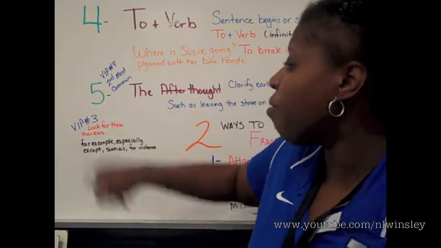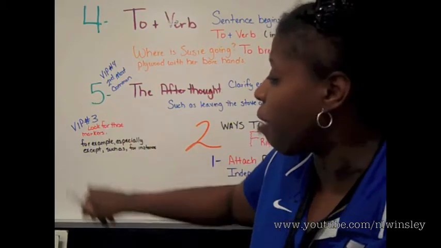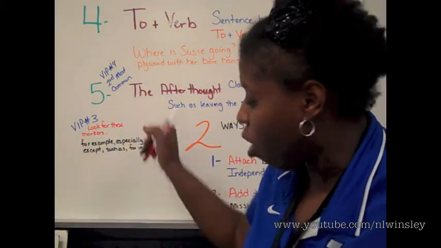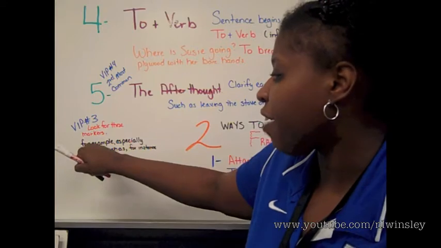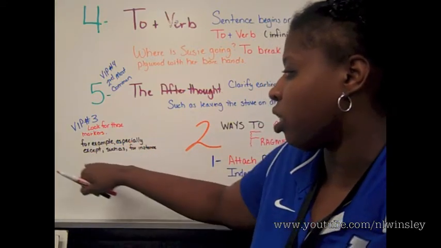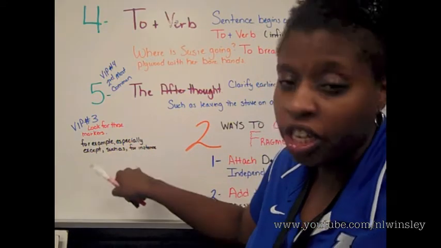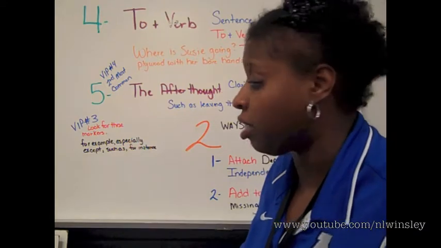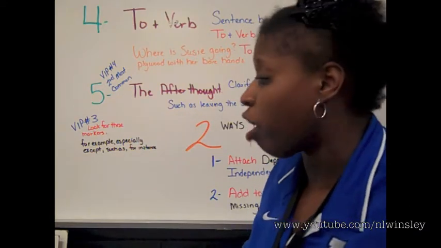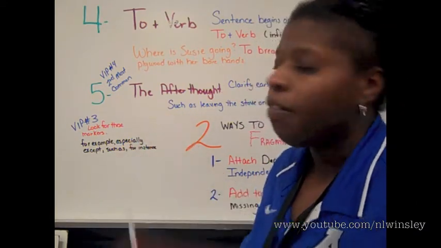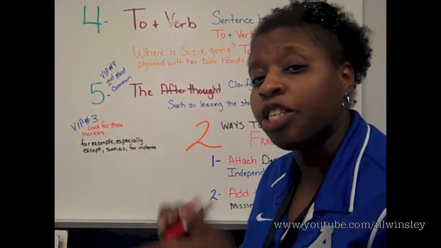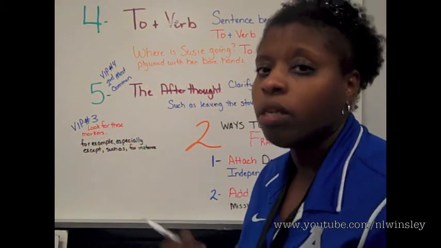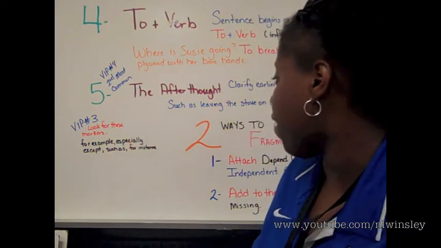Now, for number 5, since it is the second most common, look for these type markers. Words like for example, especially, except, such as, and for instance. When you see sentences that start with these, those typically are a fragment. Unless you write it correctly, it's going to be considered a fragment.